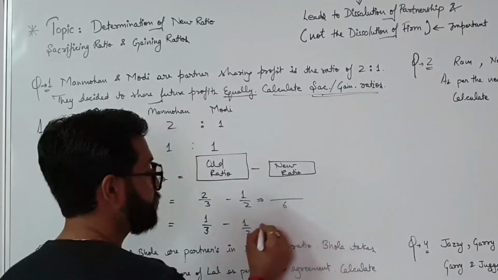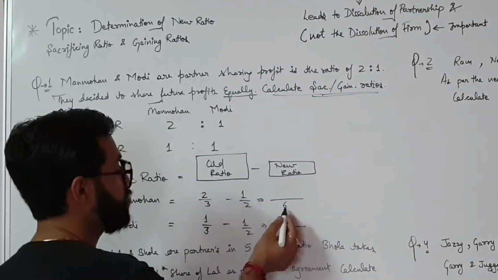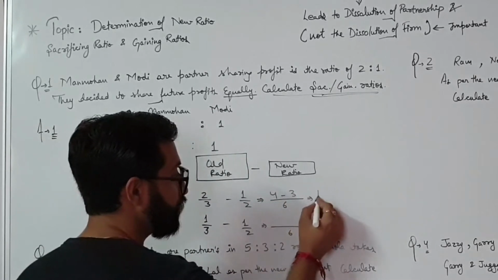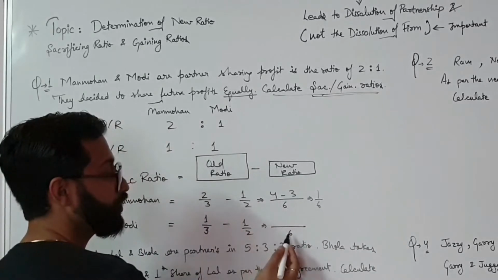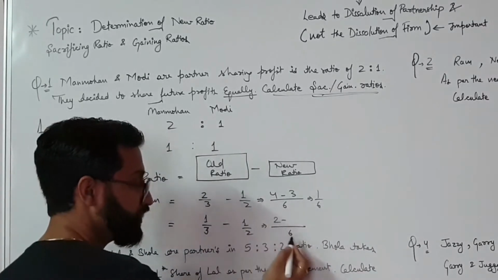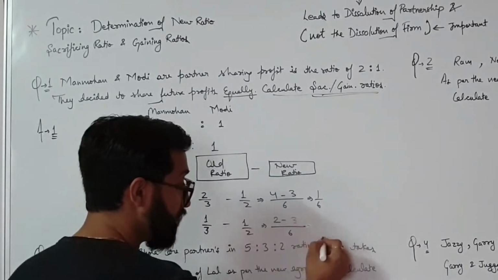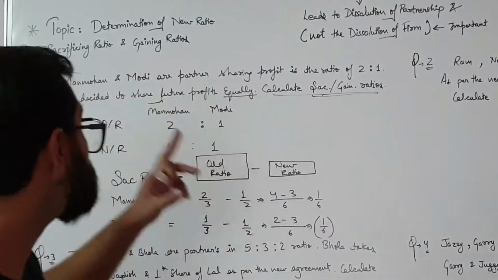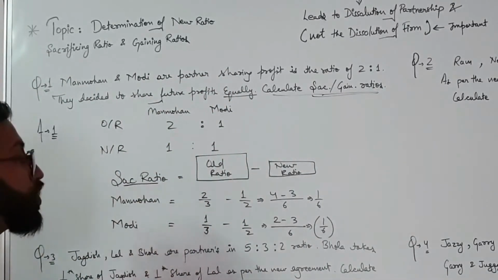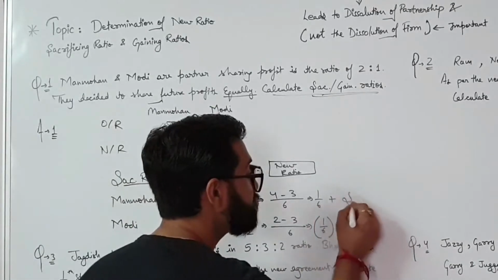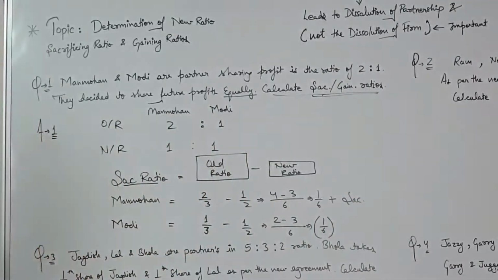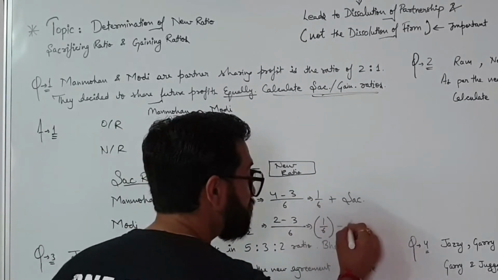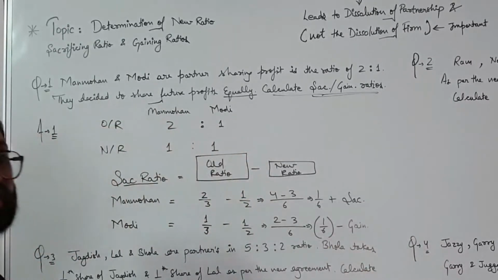Now take the LCM. 3 2s are 6, 2 2s are 4, minus 2 3s are 6, 3 1s are 3. That gives 1/6. Now you have to understand that if you are calculating sacrificing ratio and the answer is positive, it is the sacrificing ratio. But if the answer is negative, it is the gaining ratio.